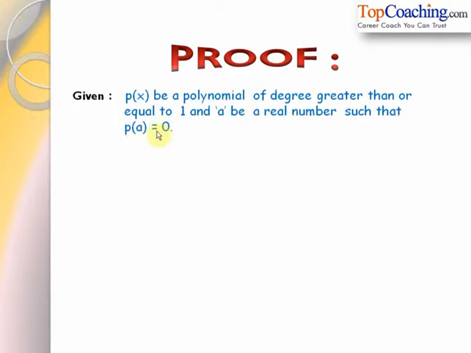So, given to us is p of x is a polynomial of degree greater than or equal to 1, and let us say that a is any real number such that p of a is equal to 0. Now to prove that x minus a is a factor of p of x, we have to prove that this is a factor of p of x.